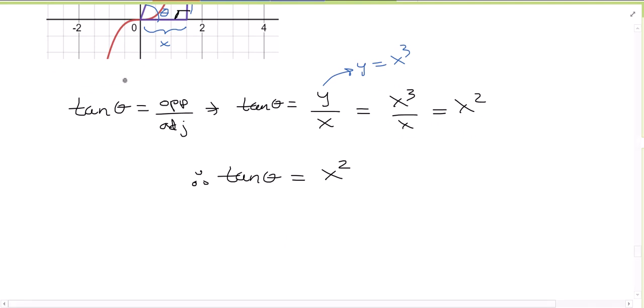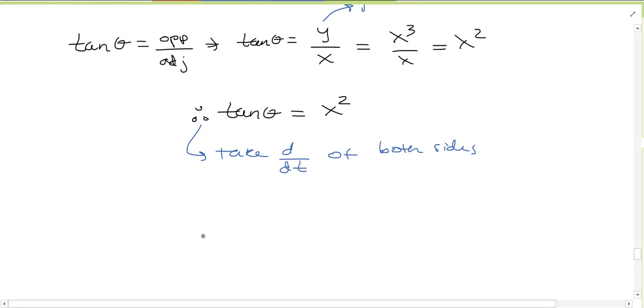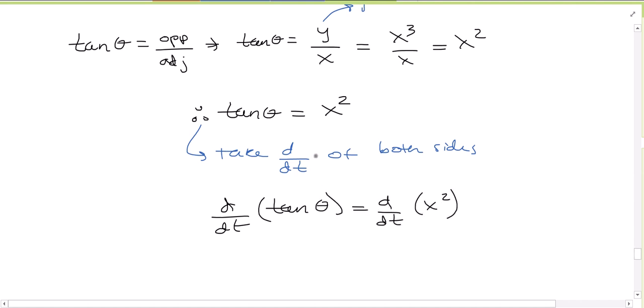So now we take the derivative with respect to the variable in the denominator. So take the derivative with respect to t of both sides. So when we do that, what are we going to have? I'm going to have the derivative with respect to t of tangent theta equals the derivative with respect to t of x squared. Now things are changing with respect to time, so that means theta and x are both functions of time. So when I take the derivative here, I have to use the chain rule, right? Theta is really theta of t, x is really x of t. So we need the chain rule when we take the derivative.